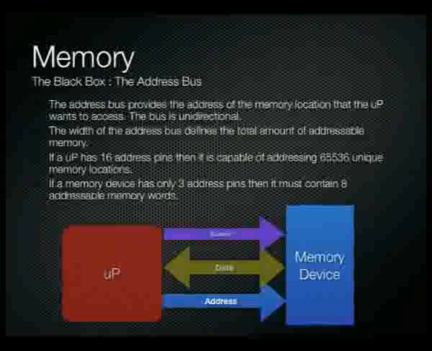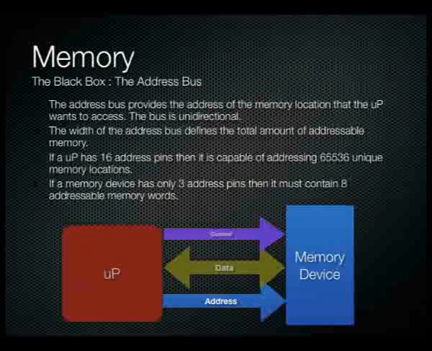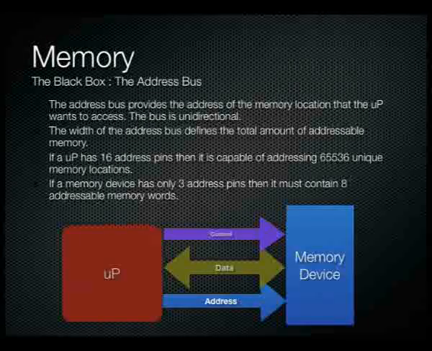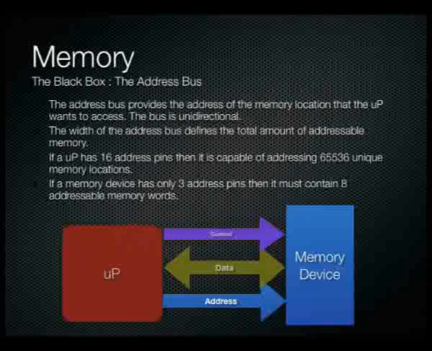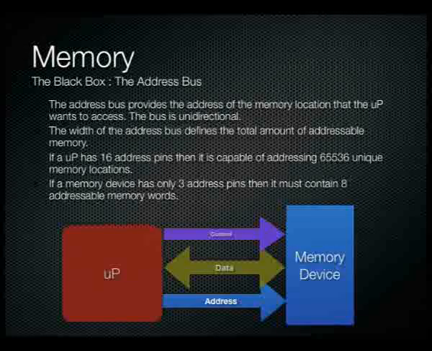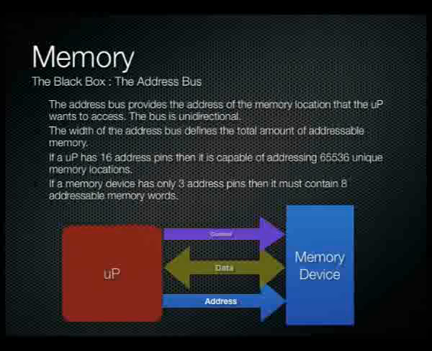Okay, the address bus. What is the address bus? Well, effectively the address bus provides the address of the memory location that the microprocessor wants access to. The address bus is unidirectional. It only goes in one direction, and that is away from the microprocessor. So the microprocessor drives its values onto the address bus. It never reads values from the address bus. It's simply continually writing different values to the address bus, and whatever devices are connected to the address bus are in fact reading the addresses.